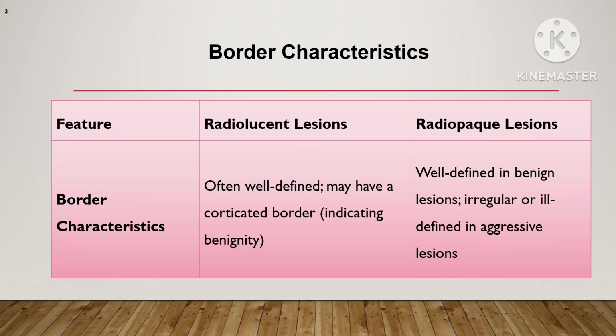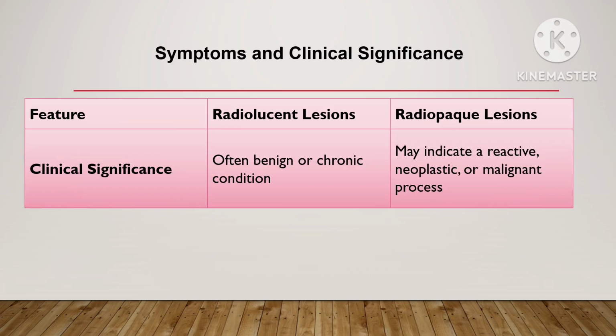Apart from the appearance of the lesions on the radiograph, radiolucent lesions have borders which are often well defined and may be corticated, which indicates that radiolucent lesions are benign. On the other hand, radiopaque lesions are also well defined in benign lesions, and irregular or ill defined in the aggressive form. Therefore, radiolucent lesions may represent a benign or chronic condition, and radiopaque lesions may indicate a reactive, neoplastic or malignant process.